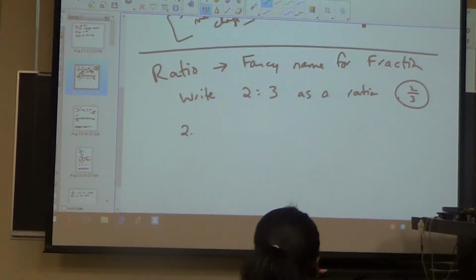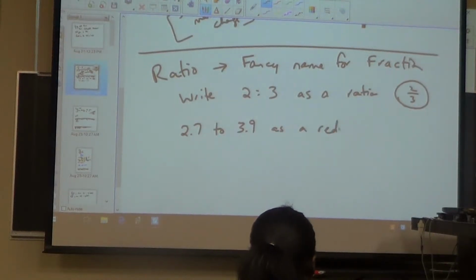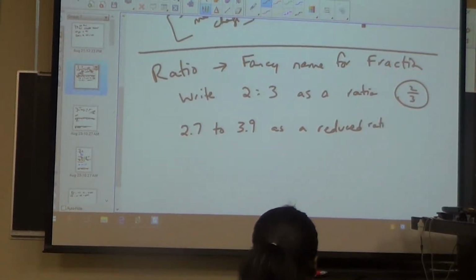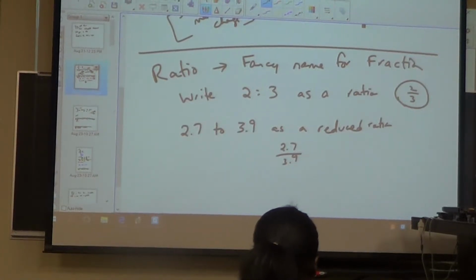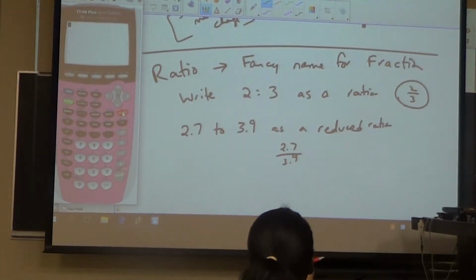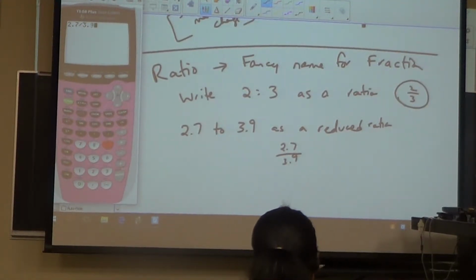Now, if I say 2.7 to 3.9 as a reduced ratio, well, you're going to do the 2.7 over the 3.9, and then how do I reduce it? How do I reduce it in my calculator? Would you wrap it up? And then do what? Math enter, enter. So, I had to know first, y'all, math is a foreign language. You have to know the language. So once you know what it's telling me to do, there's your answer.